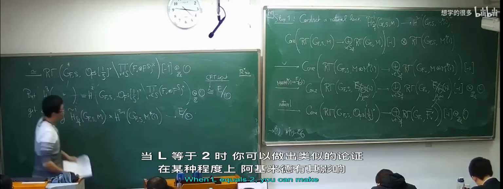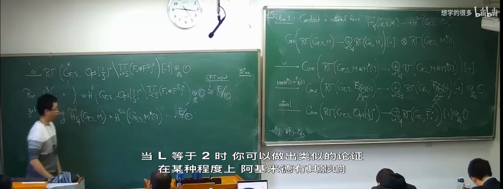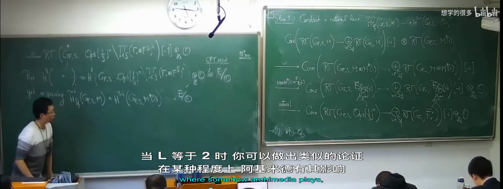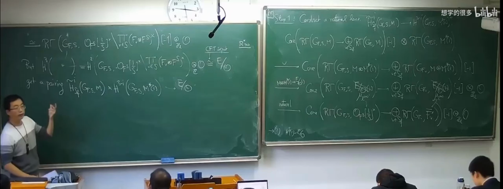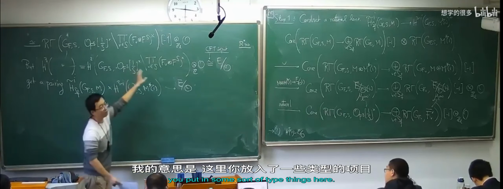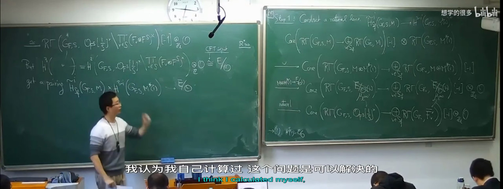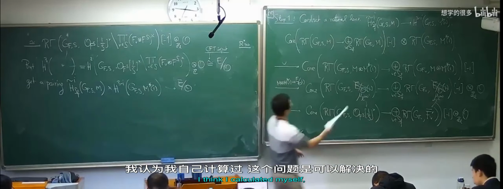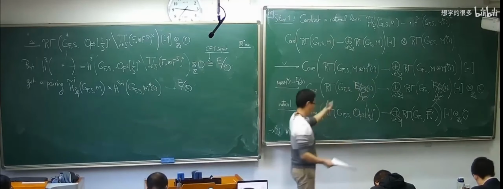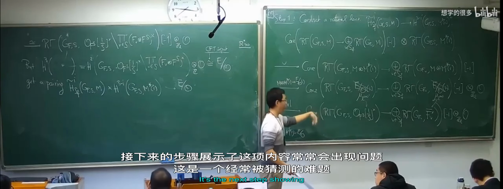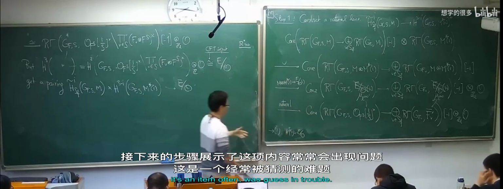When L equals 2, you can make a similar argument where the Archimedean place can be fixed. Namely, here you put in some sort of Tate things. I think I calculated it myself, and then this can be fixed. You do get a pairing. It's the next step, showing it's an isomorphism, that gets in trouble.